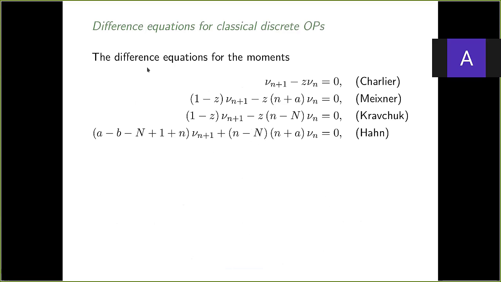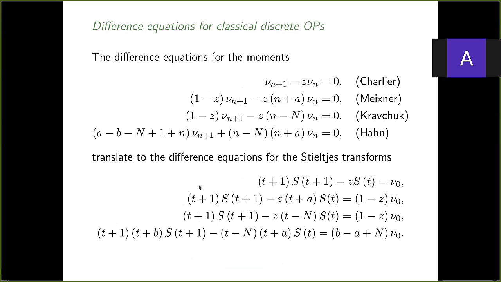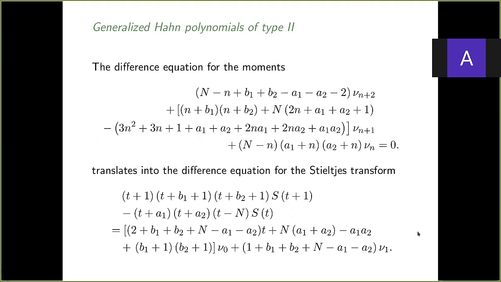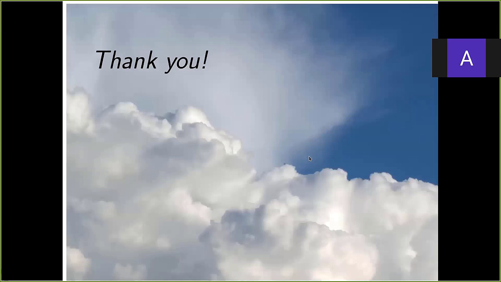Then, given difference equations for moments that are known, one can automatically compute the difference equation for the Stieltjes transforms. It looks like this. And here you see the very simple inhomogeneous right-hand side. The most complicated one, I think, that we have computed in this context right now is the generalized Hahn polynomials of type 2. This has a second order recurrence, and we end up with this difference equation. And that's all. Thank you.